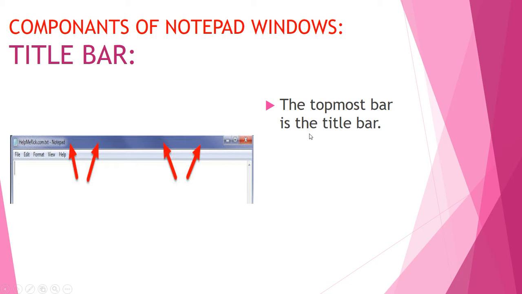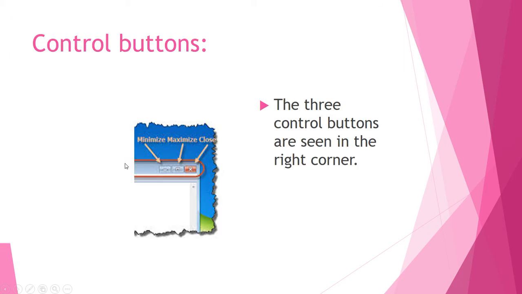Next is components of notepad window. The notepad window has the following components. First is title bar. The topmost bar is the title bar. It displays the name of the document. When we open a new document, the name displayed is untitled. Next is control buttons. The three control buttons are on the screen in the top right corner. These are the minimize, maximize and close buttons.